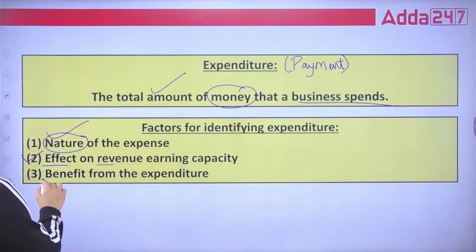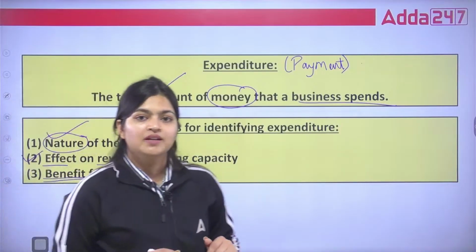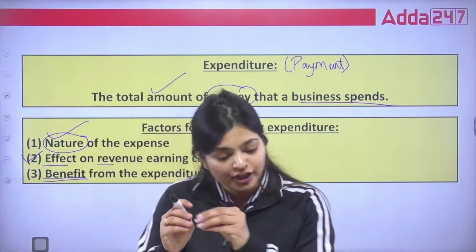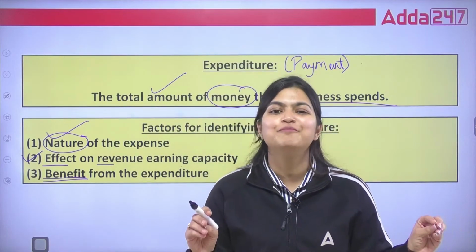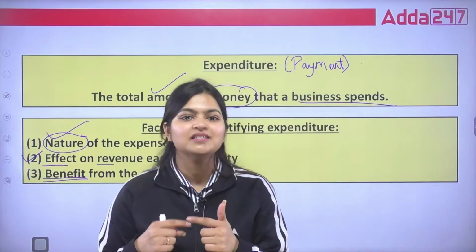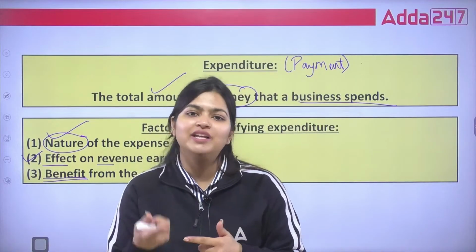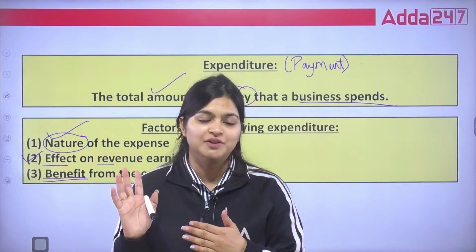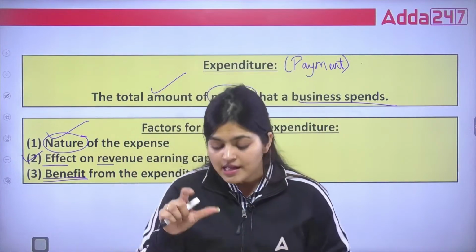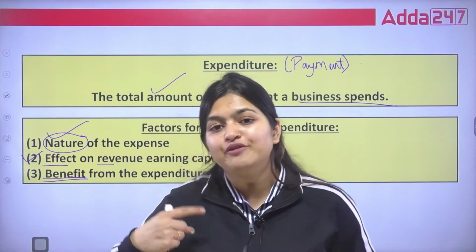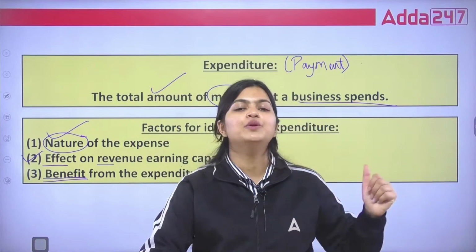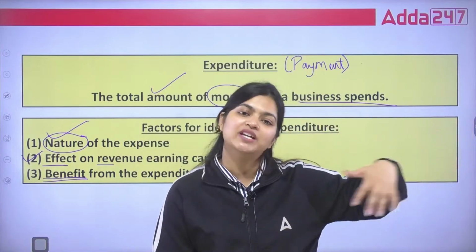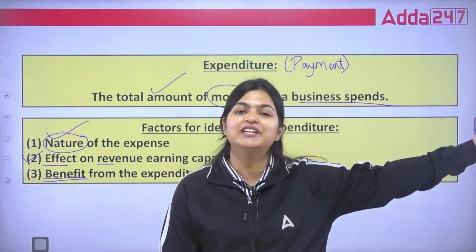Next, the benefit from the expenditure. I can earn for 10 years with the help of what? Raw materials? No, with the help of machinery. Because raw materials will be converted tomorrow into finished goods and you will sell to your customers. So here, what is the benefit? The raw materials will give you benefit immediately. Yes or no? But the machinery will help you to earn in the long term. You can generate your income in the long term.